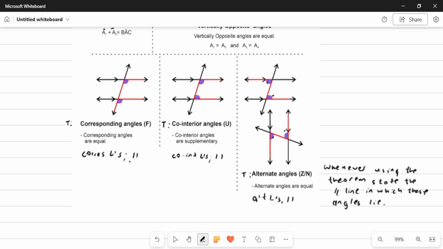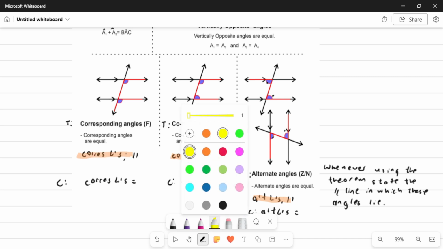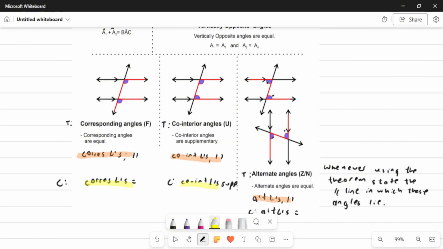But here when you're using the converses, for the converse, this will become corresponding angles equal. When you're using the converse here, this will be co-interior angles supplementary. And here this will be alternate angles equal. So please note the distinction. So these are the reasonings you will use when you're utilizing the theorem, and these are the reasonings that you will use when you're utilizing the converses. So I hope I stressed that enough.